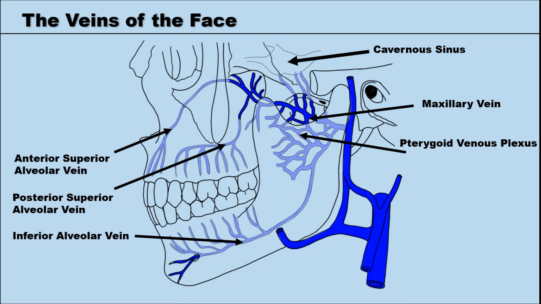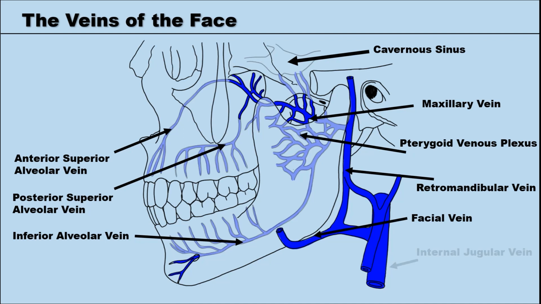The maxillary vein drains into the retromandibular vein, which combines with the facial vein to form a common facial vein and drains into the internal jugular vein, whilst the anterior portion of the retromandibular vein drains into the external jugular vein.